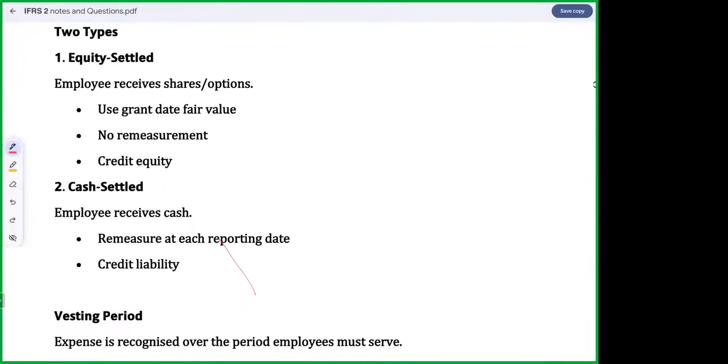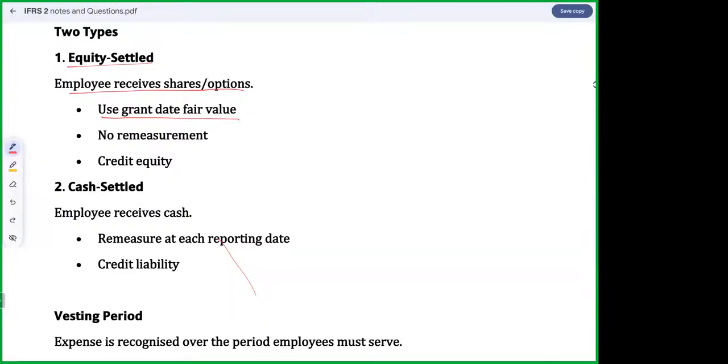Of course, we have a hybrid, but the ones which are known, there are two types. Equity settled: the employee receives shares or options. At the end of the day, they don't get any cash. They receive shares or options. What is key here, if it is equity settled, we shall always use grant date fair value, the date we grant the shares to you.